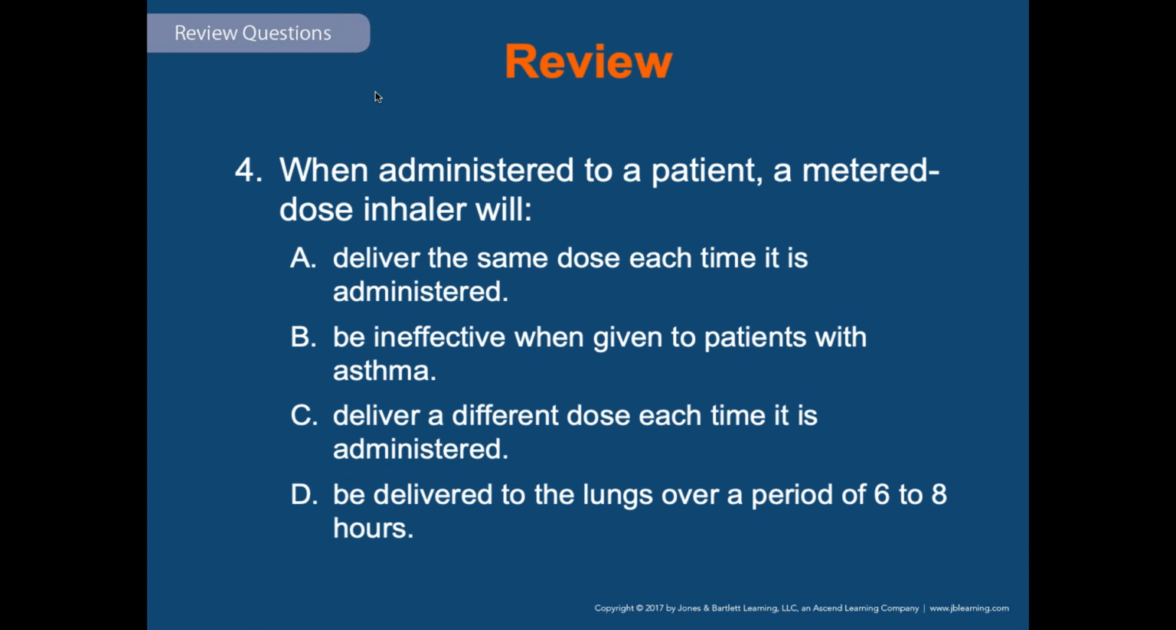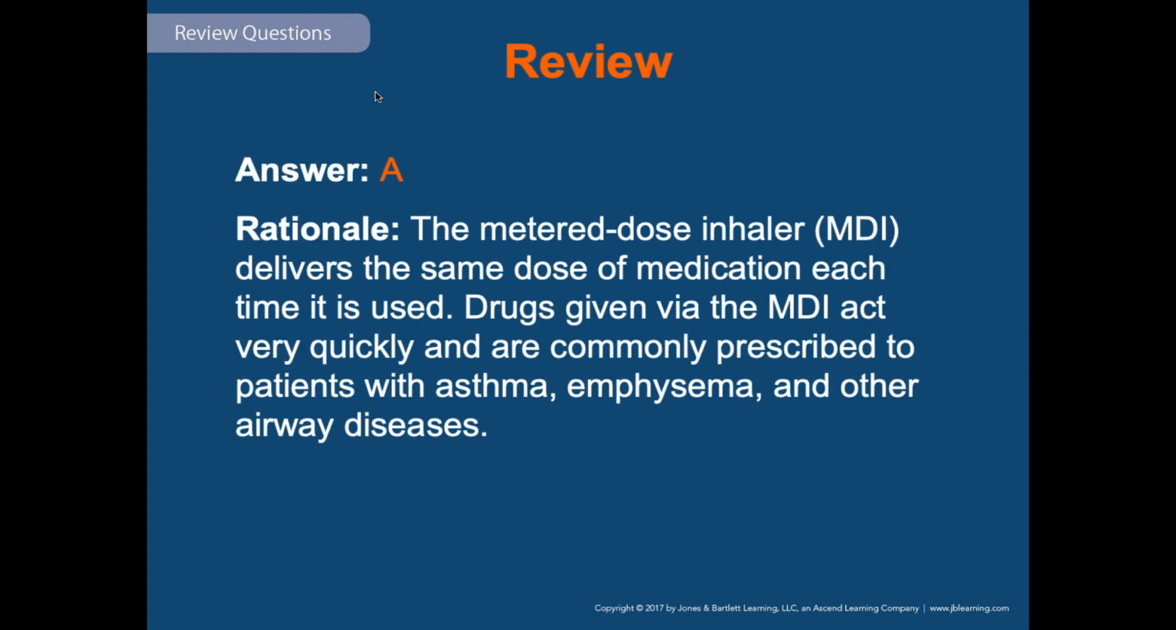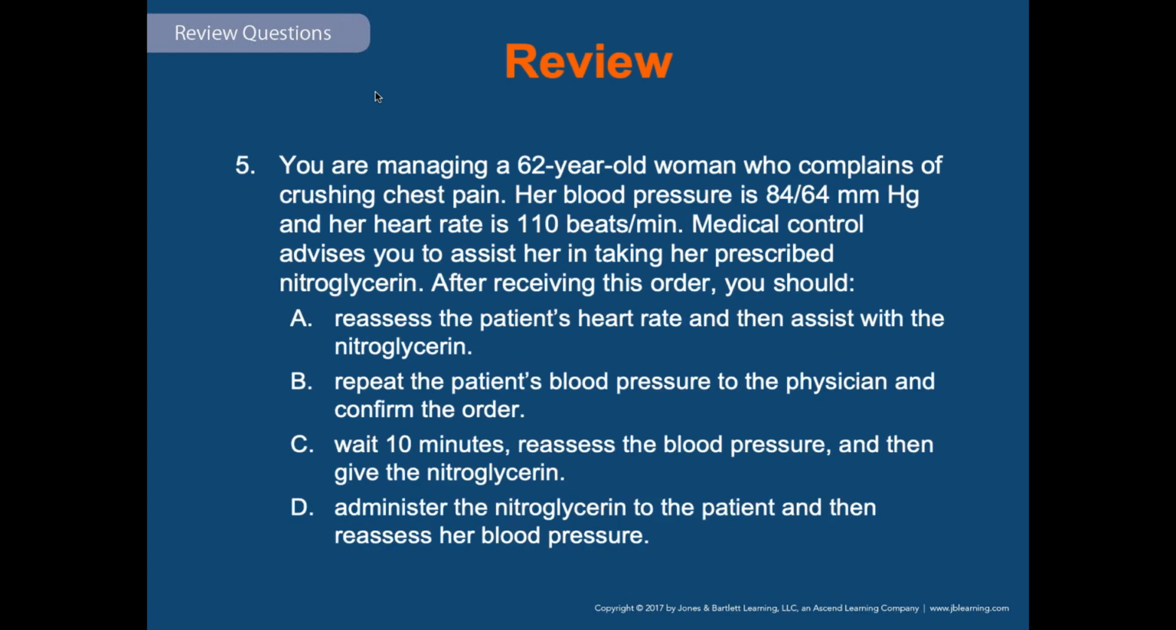A. A it is. All right, so number 5, you are managing a 62-year-old woman who is complaining of crushing chest pain. Her blood pressure is 84/64, and her heart rate is 110. MedControl advises you to assist her in taking her prescribed nitroglycerin. After receiving this order, you should do what?